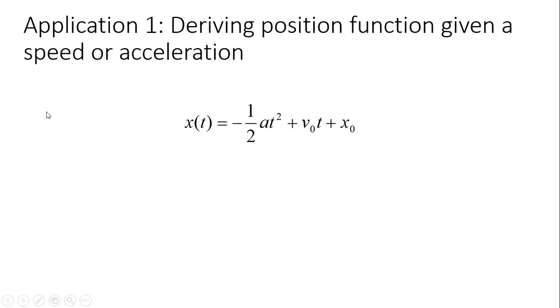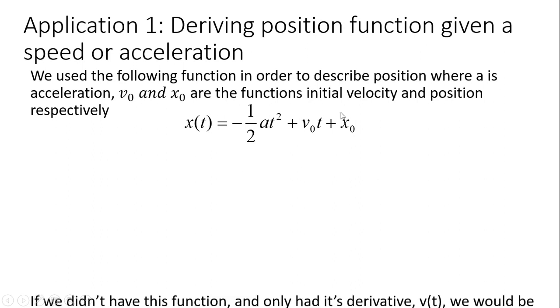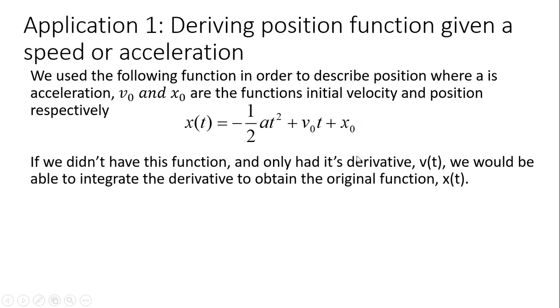So up here, this is our free falling bodies equation. We have negative 1/2 acceleration times time squared plus the initial velocity times time plus the initial position. So this is what we just said. Now, if I didn't have this function and I only had the derivative, so v of t, we would be able to integrate this derivative to obtain x of t. That's the big idea: we're going backwards.